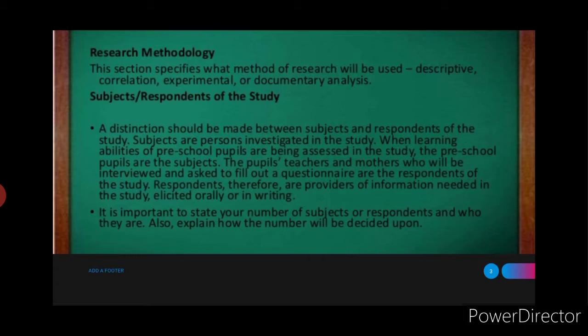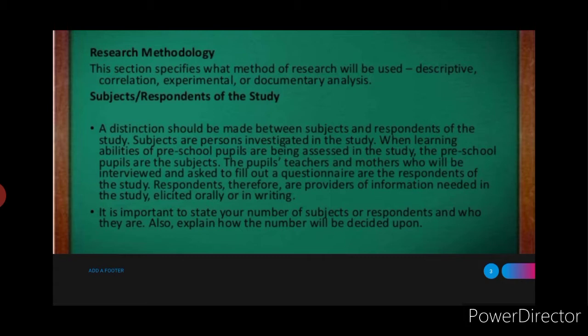This is so simple. Mangita lang ka what is your subject, unsay imong subject for your study, then imong i-identify dayon who are the respondents of your study. The distinction should be made between subjects and respondents of the study. Subjects are the persons investigated in the study, while the respondents of the study are katong mo-respond sa imong research.